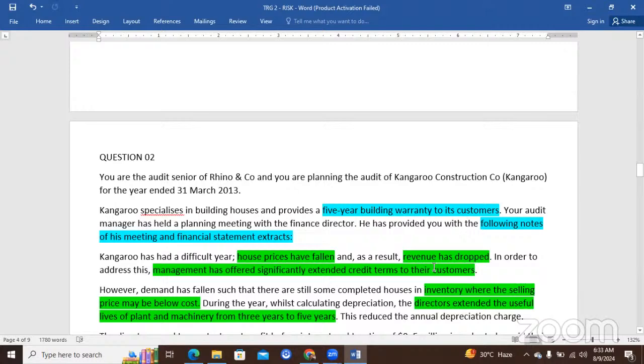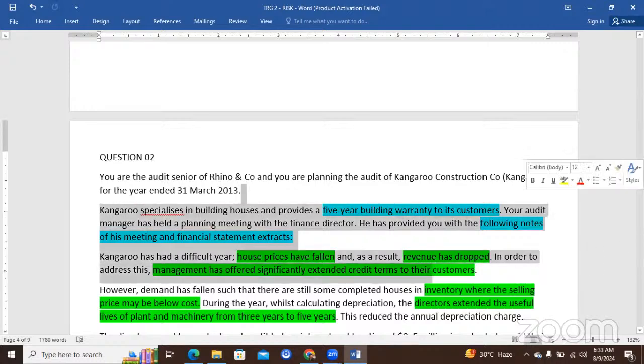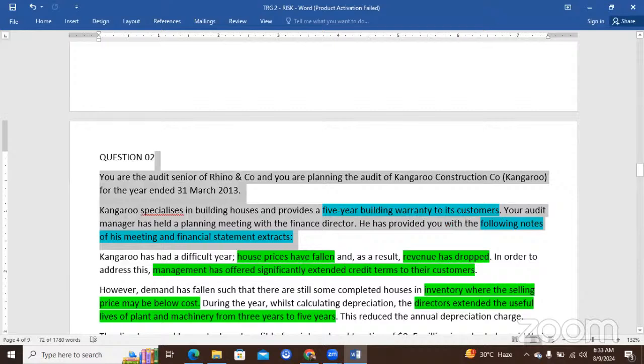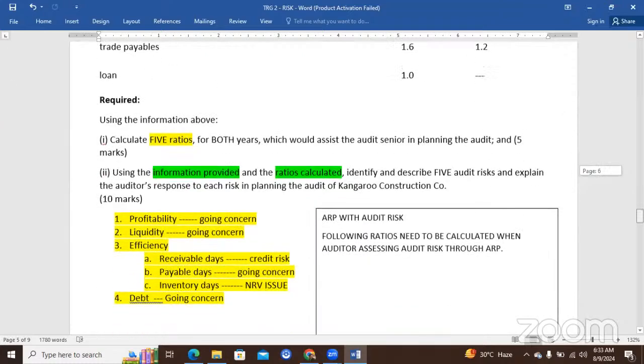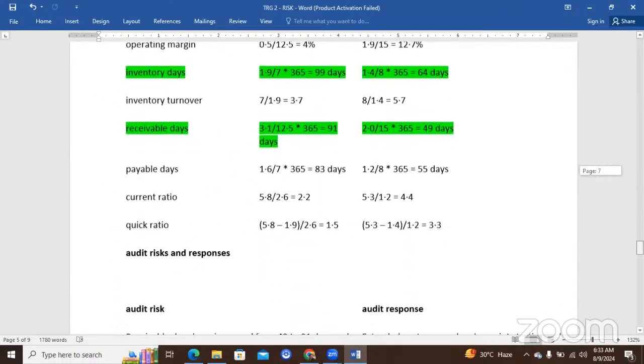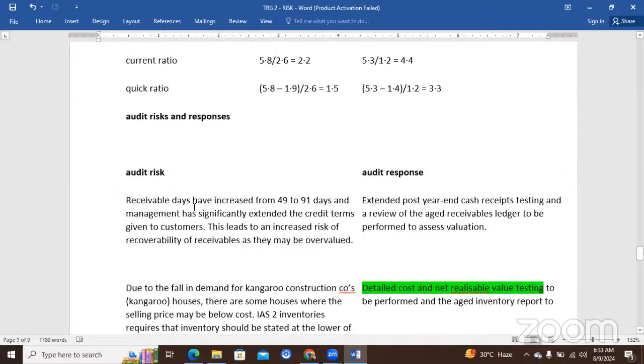How to take the issue? Both should be worded together. Then we can write the answer in the same way. See here, if I look at the solution, receivable days increased from 49 days to 91 days. That is from ARP. And management has significantly extended the credit terms.